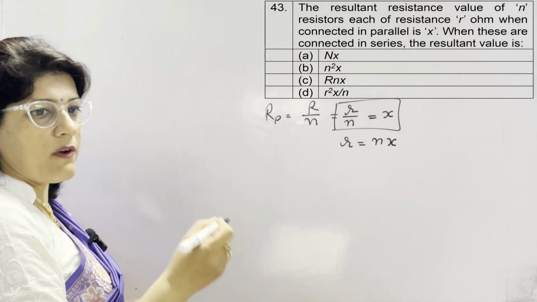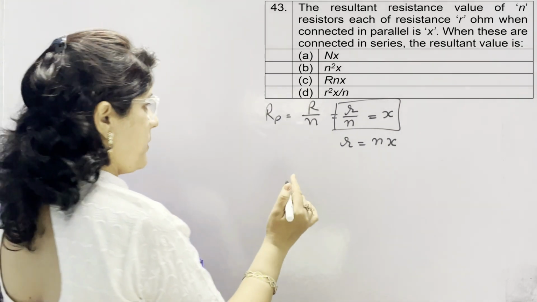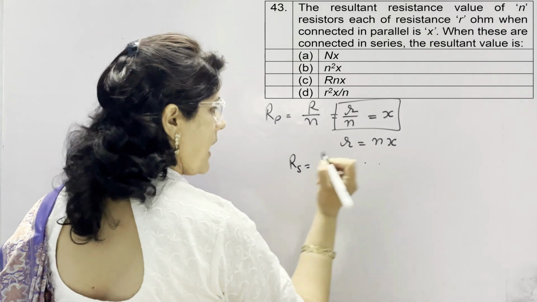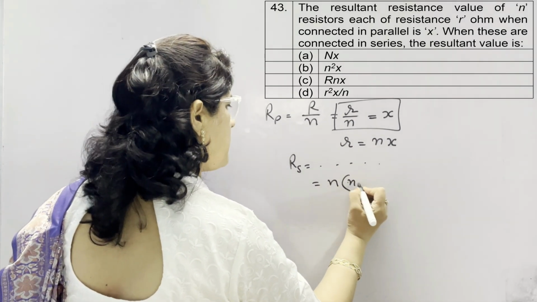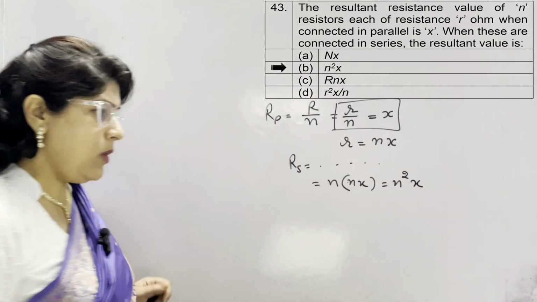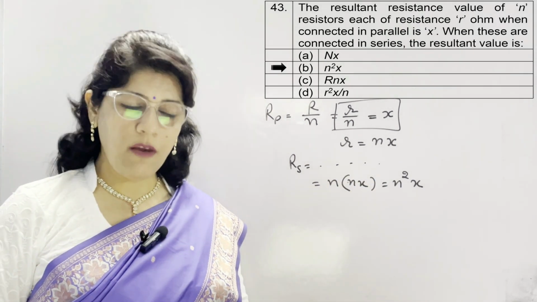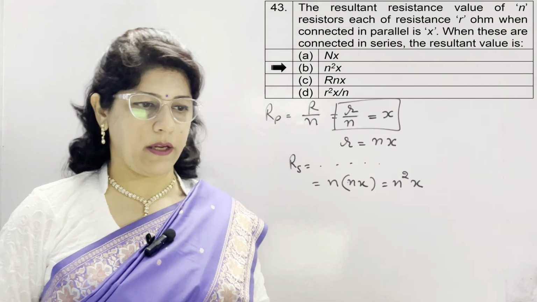Now what will happen when we connect these resistors in series combination? In series combination, we know that if the number of resistors is n, then the value comes out to be n into value of resistor. It means nX. So answer is n square X. So total answer is n square X. This is our option number B, which is n square X. Other options A, C and D are incorrect here.